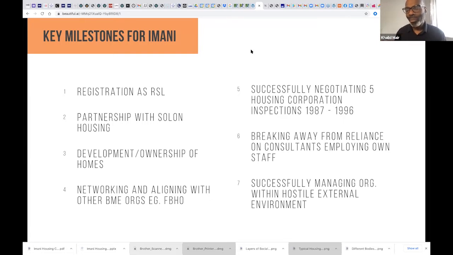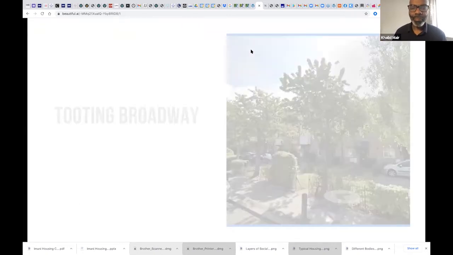And then I suppose the breaking away from our consultants and employing our own staff was a key growing up issue. If you think of our relationship with Solon, it's very much like a parent-child relationship. You become that teenager who just wants to leave home, and it becomes a bit tense. And then subsequently, as the years have gone on, just sustaining yourself as an organization is a big issue in terms of dealing with the environment as is.